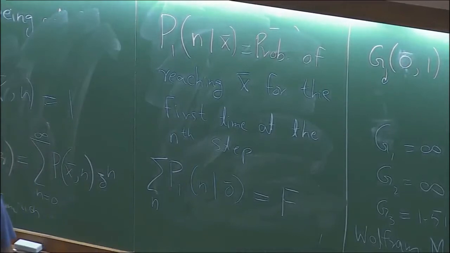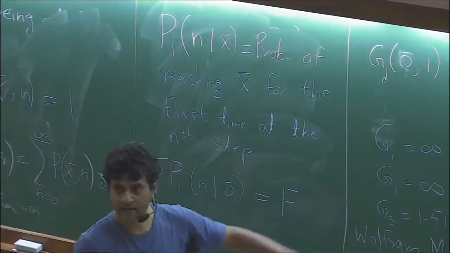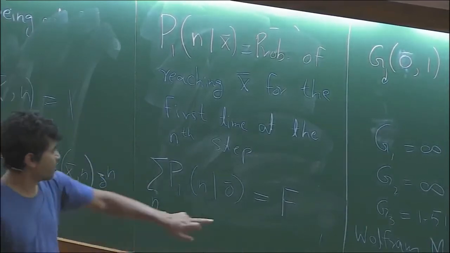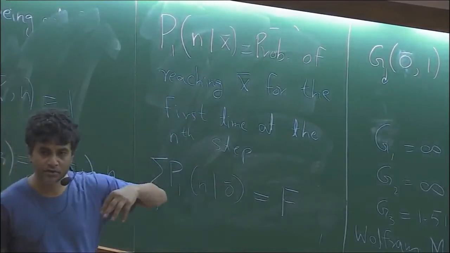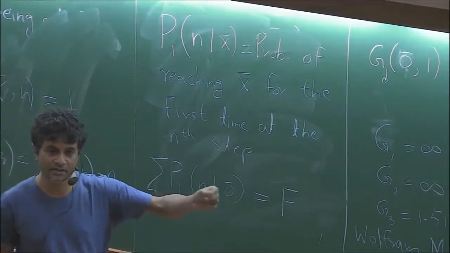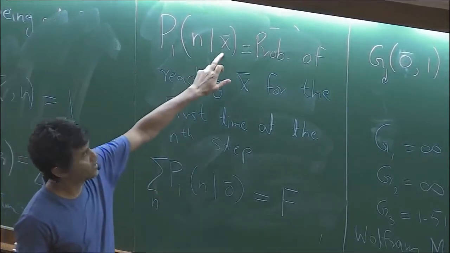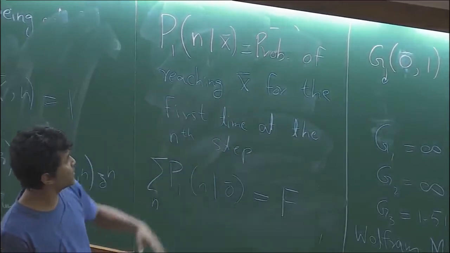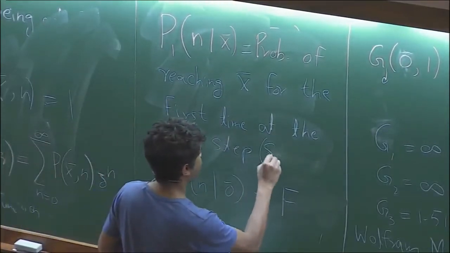Earlier we were discussing this quantity f defined there, which is the probability of coming back ever. So this quantity is the probability of going to any site x for the first time at the nth step. Now if I put here the origin, all this is always starting from the origin: the probability of reaching x for the first time at the nth step, starting from the origin.